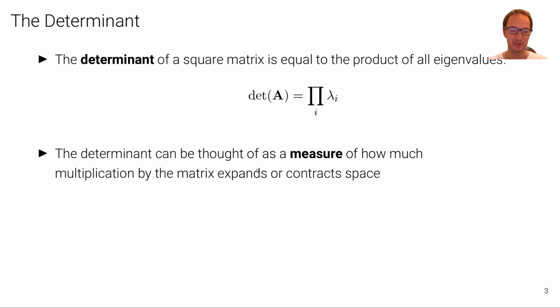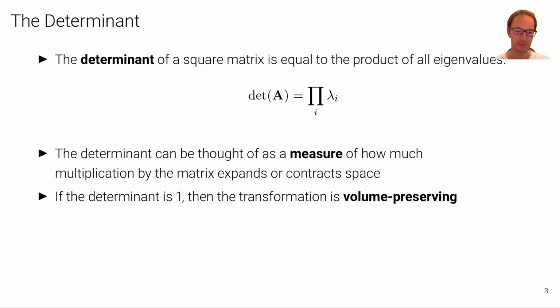The determinant can hence be thought of as a measure of how much multiplication by the matrix A expands or contracts space. If we take some vectors describing points in 3D or higher dimensional space, and we multiply those by the matrix A, then they will either contract towards 0 or expand away from 0. And the determinant can be thought of as a measure of how much this effect takes place.